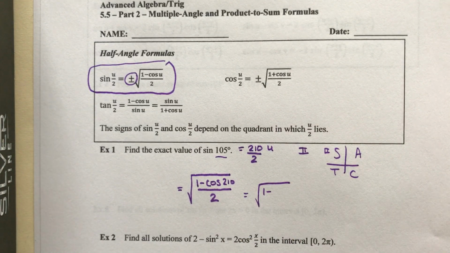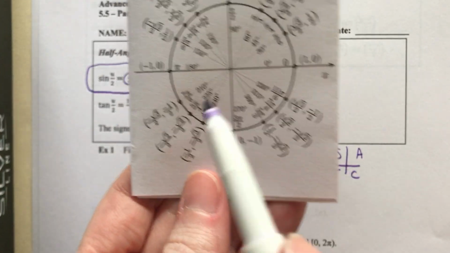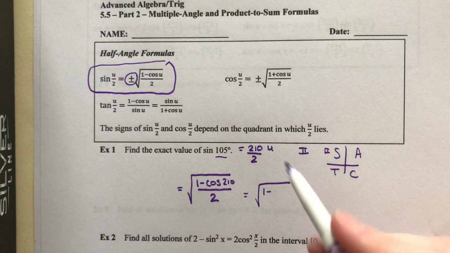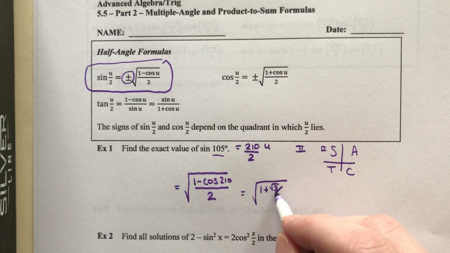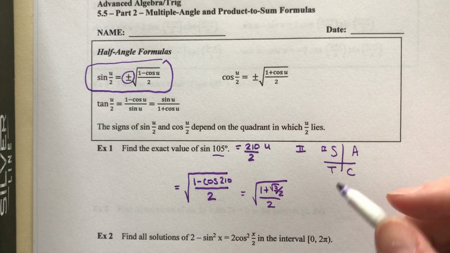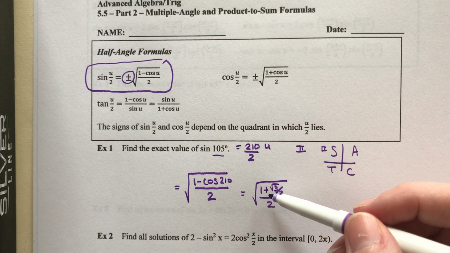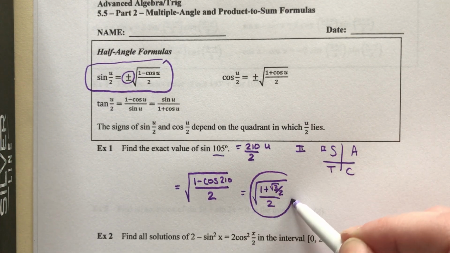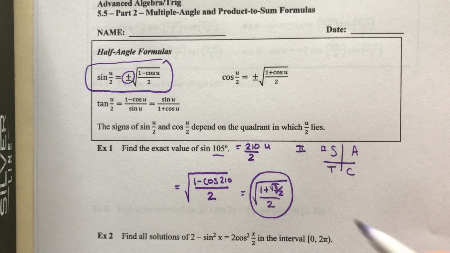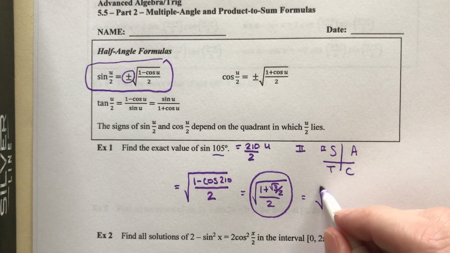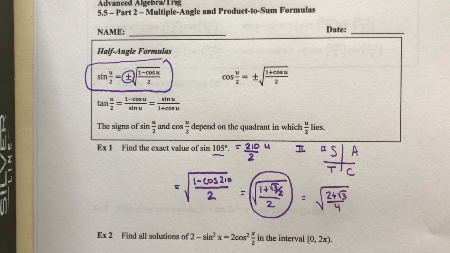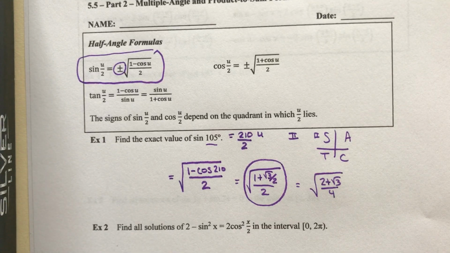So I'm going to use my unit circle. 210 is right here. Cosine is negative root 3 over 2. And that really turns it into a plus now since it was negative over 2. And you can leave your answer just like this. The only other thing you could do to simplify that is to write that as 2 plus root 3 over 4 by getting rid of that fraction inside the fraction.